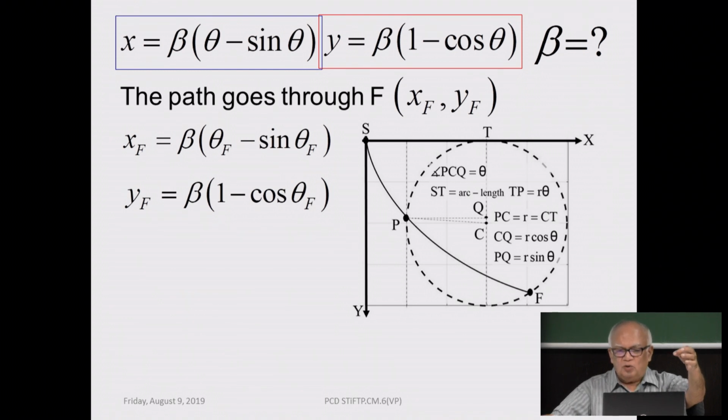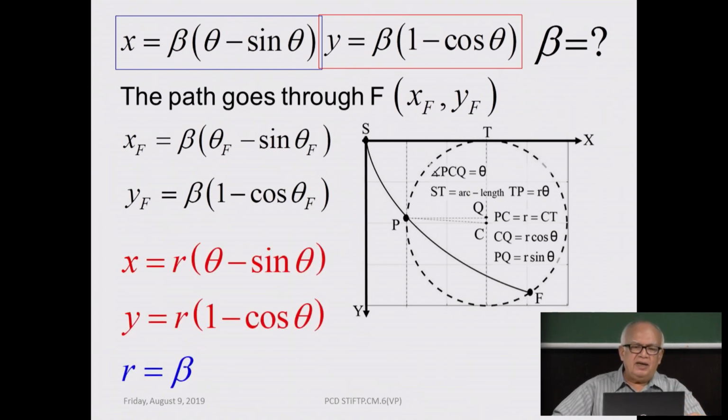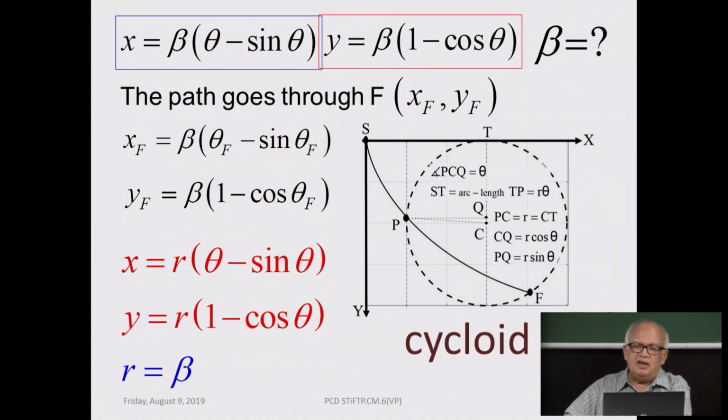Okay, so it has to go through the final point, and you can easily see that if you write this beta as the radius of a circle which is sitting over here, then you have an equation to a cycloid. So it's a matter of straightforward trigonometry and geometry. I will leave that as an exercise, but you see that the resulting equation that you get is an equation to a cycloid.